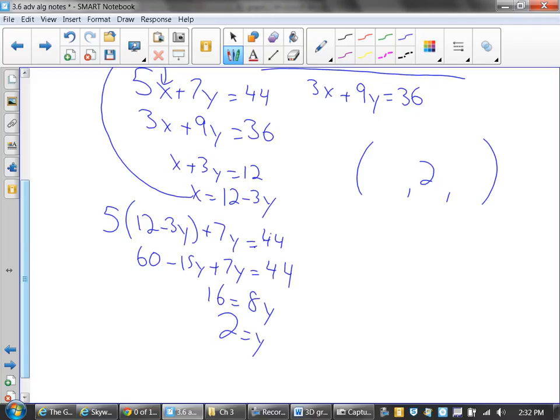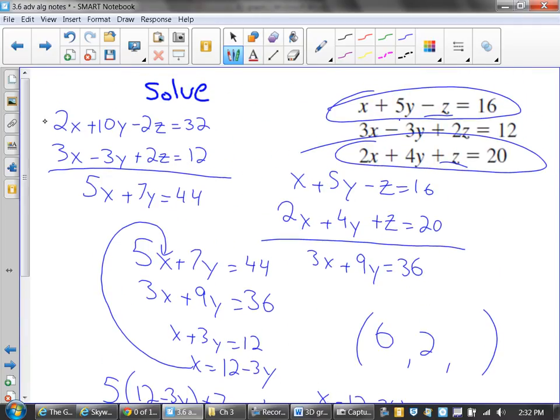Y is 2, which means to get x, well, what's 12 minus 3 times 2? What's x? 6. Now, 6 is x, y is 2. So up here I have 6 plus 10 minus z is 16. What's 6 plus 10? 16. What's 16 minus 16? What's 0 divided by -1? So x is 6, y is 2, z is 0.